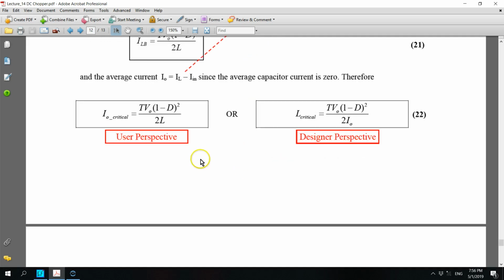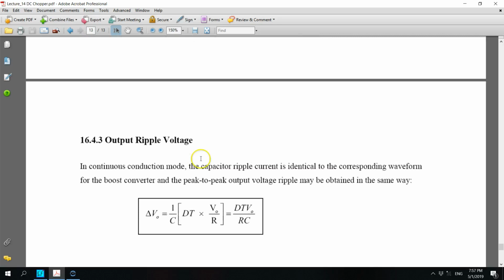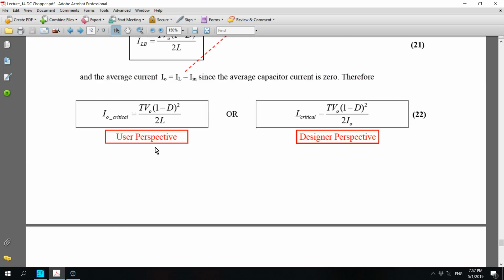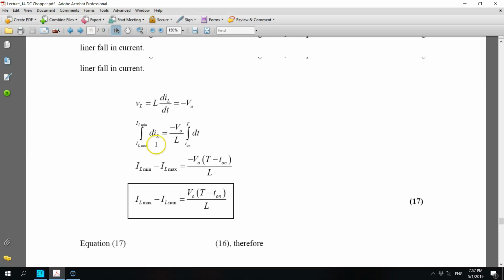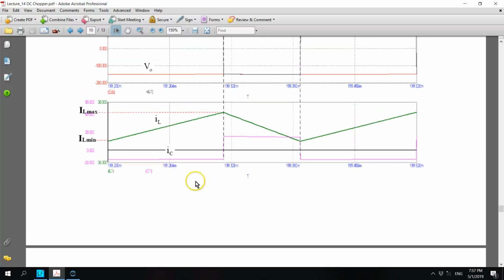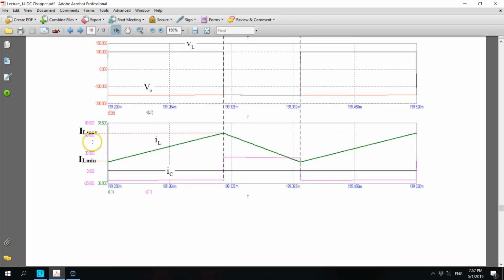Okay, right. Now we look into the output ripple voltage. As we see, this is very similar to the boost converter. If you look at the current equation, okay, come back to the current equation. During the turn on, when the switch is on, you can see that the capacitor current equals the negative of the output current.